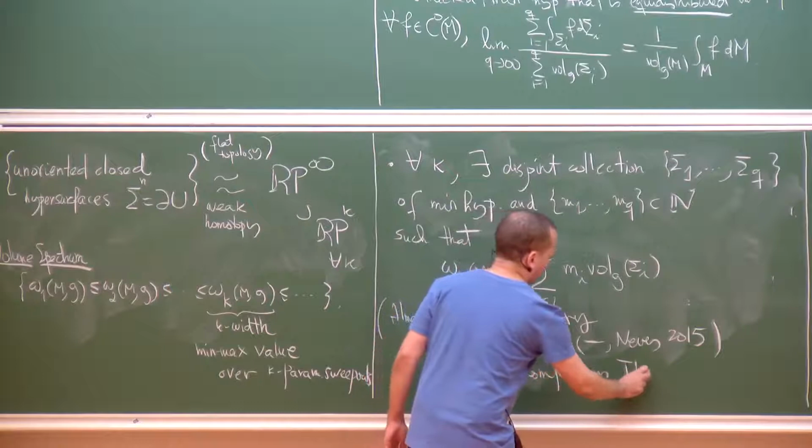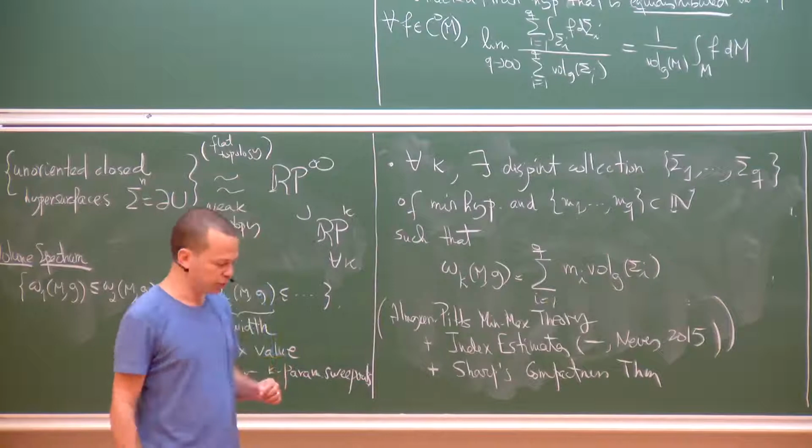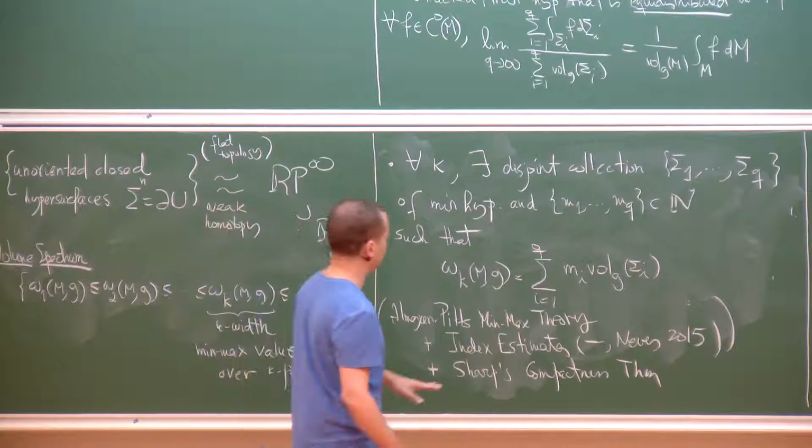So Sharp proved that if you look at a set of minimal surfaces that have both the volume and the index bounded from above, that space is compact. Okay, so that's what Sharp proved.